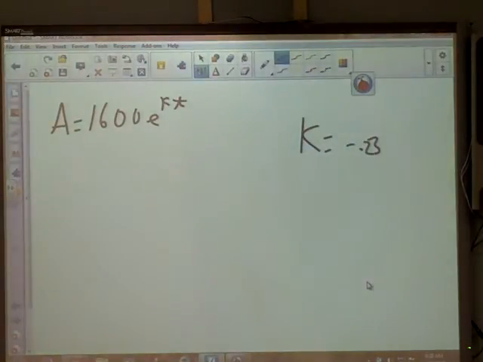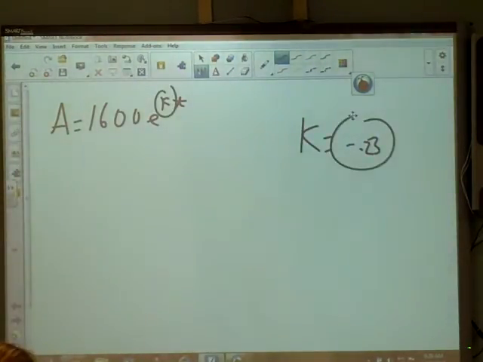Okay, then it says write a function that tells that. So I just have to take this and plug the negative 0.23 in for the K. So my part A answer says A is equal to 1600 times E to the negative 0.23t. So that's all you had to do on A. You just replace the K with what they told you it was.